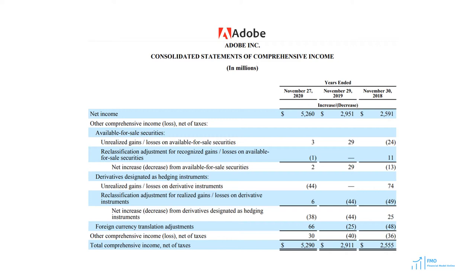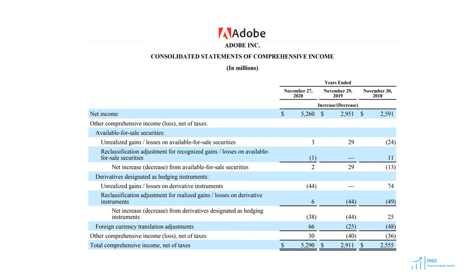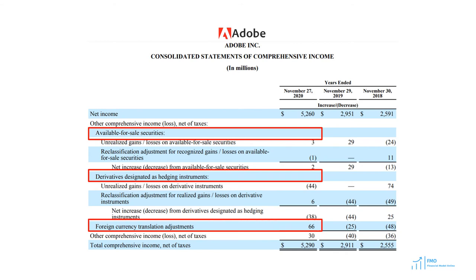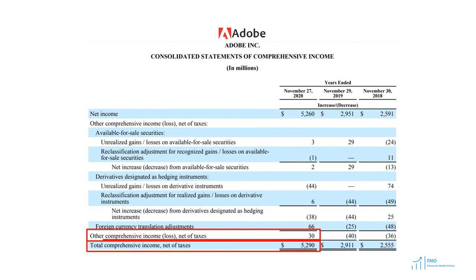The consolidated statement of comprehensive income starts with net income that comes from the income statement. And then there are a number of adjustments and unrealized gains or losses related to available-for-sale securities, derivative contracts, and foreign currency translation. We can see that the total of these unrealized gains and losses and adjustments amounted to $30 million in 2020. And then adding this to the net income will get us to the total comprehensive income.